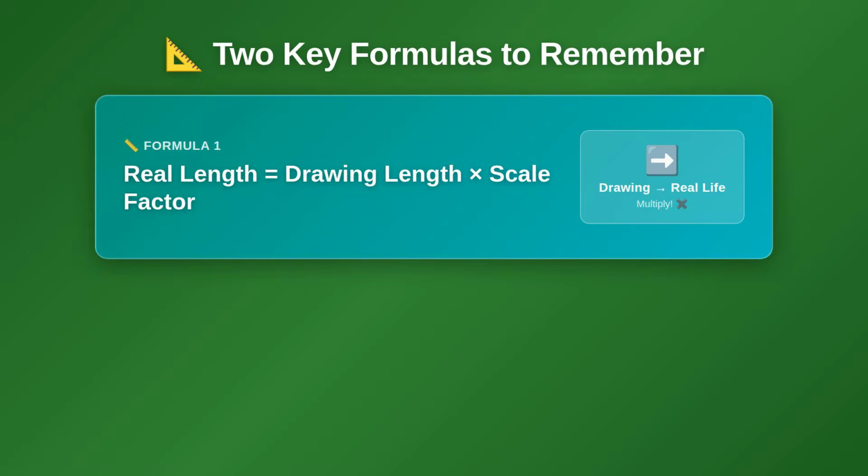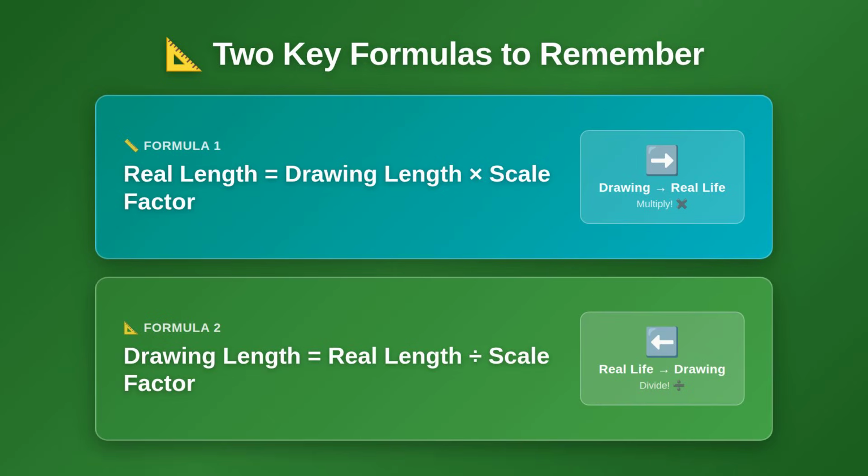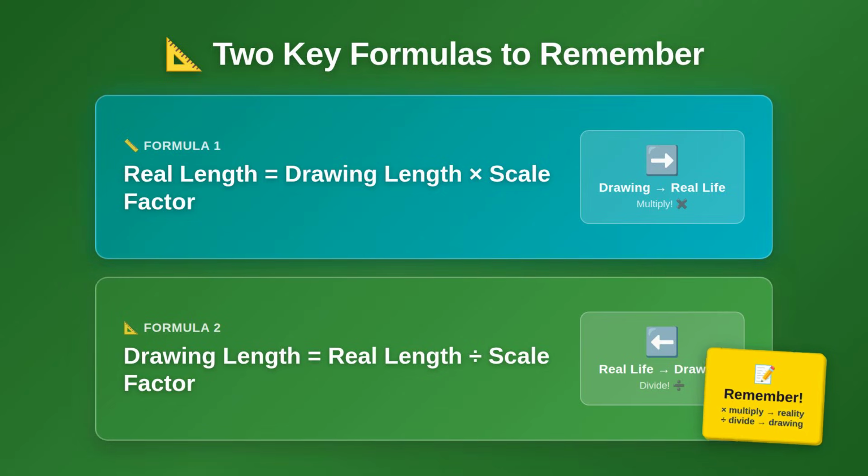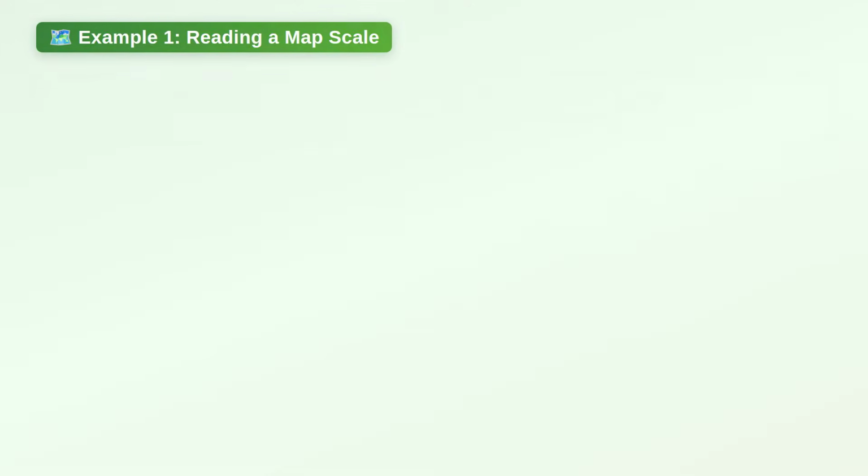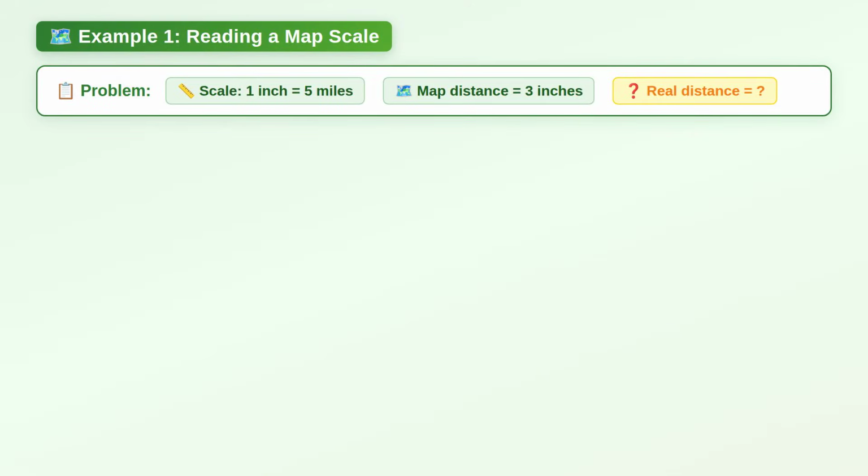Now here are your two power formulas, and they're honestly really simple. If you know the measurement on the drawing and you want to find the real-life size, you multiply by the scale factor. Going the other way, if you know the real-life size and want to draw it on paper, you divide by the scale factor. That's it. Multiply to go from drawing to reality. Divide to go from reality to the drawing. Marcus wrote both of these on a sticky note on his desk. Smart kid. Let's try Marcus's first map problem.